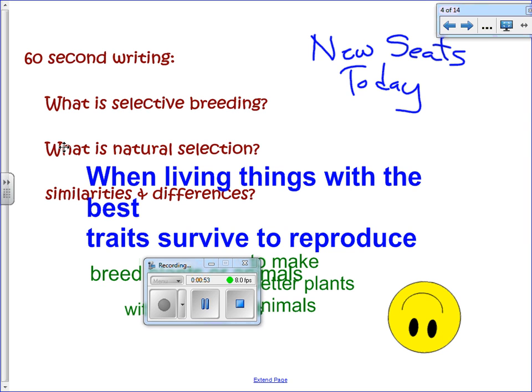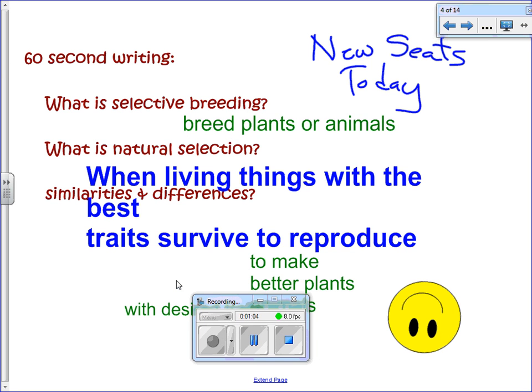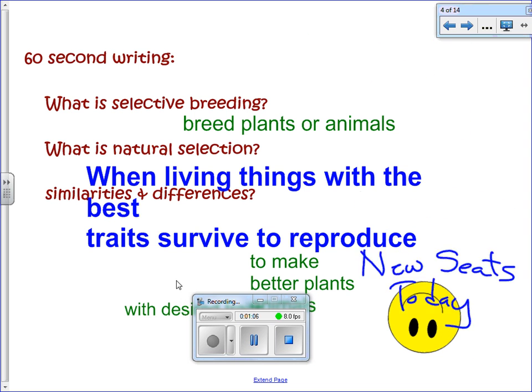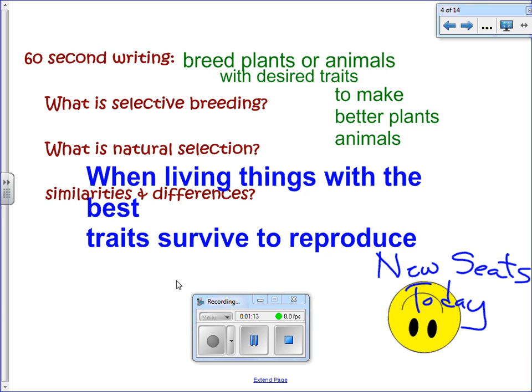Yes? Selective breeding is when you take a plant with a certain trait that you want and breed it. Okay, excellent. So selective breeding is actually very similar, except humans are actually choosing to breed plants or animals with desired traits to make better plants and animals. So why would we do this? What are some examples of selective breeding that have been done for various plants and animals?